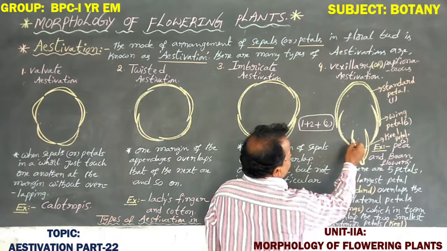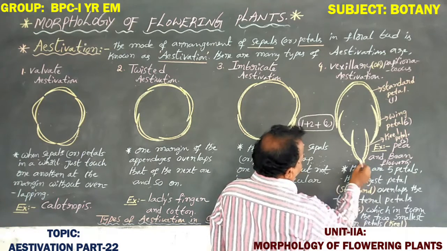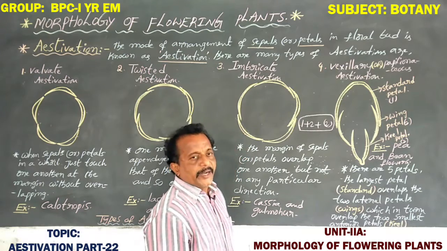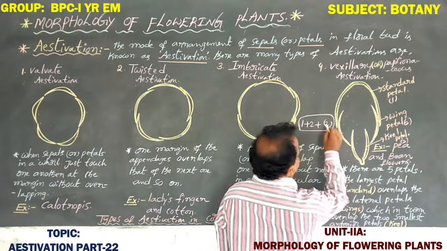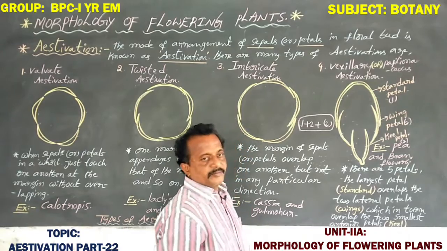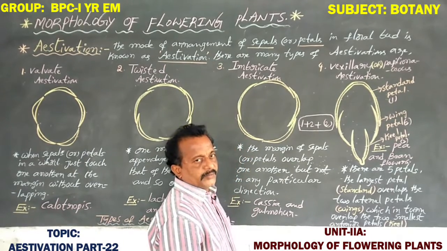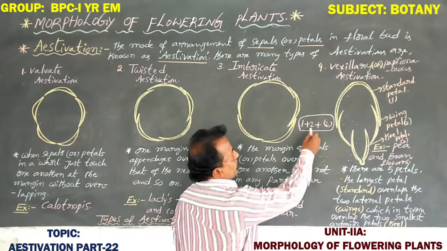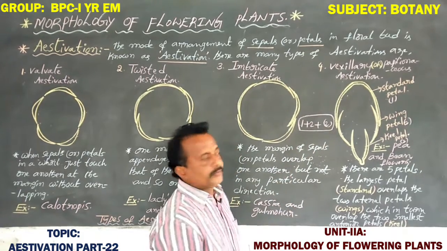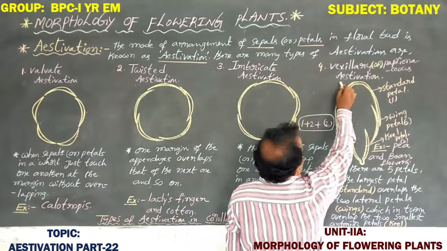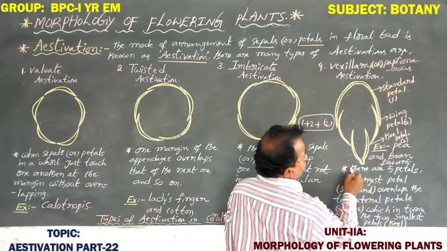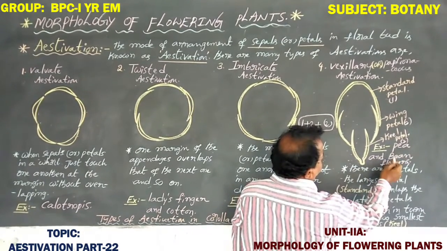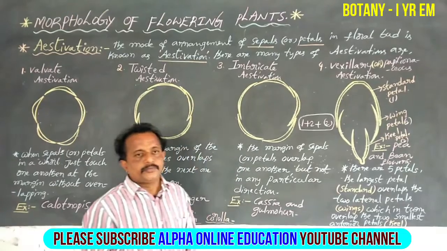Why? Because the anterior parts of the margins of the keel petals are combined. That is completed, combined. So the vexillary or papilionaceous estivation arrangement is 1 plus 2 plus (2). Examples are pea, that is Bataani, and bean flowers, that is Chikkudu.